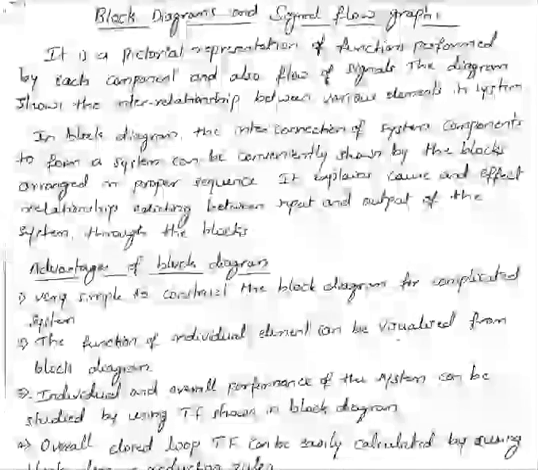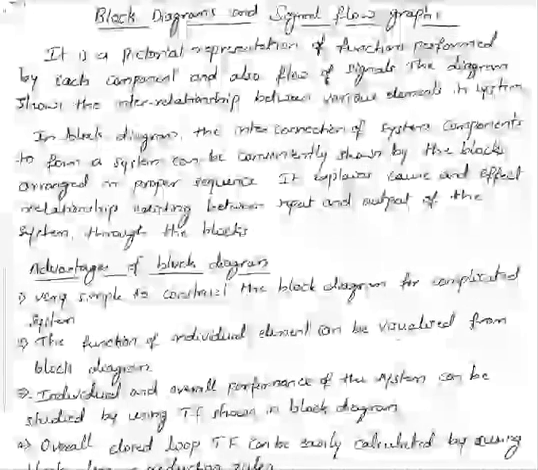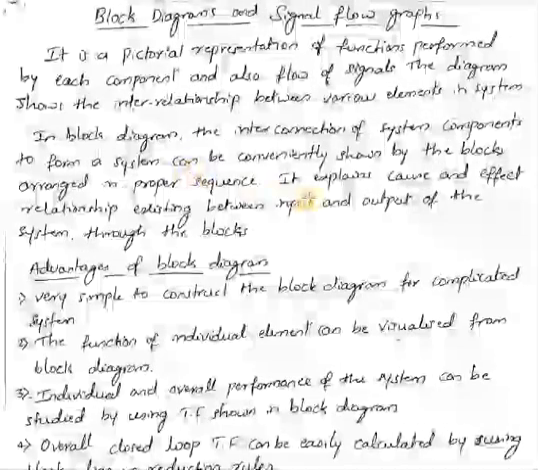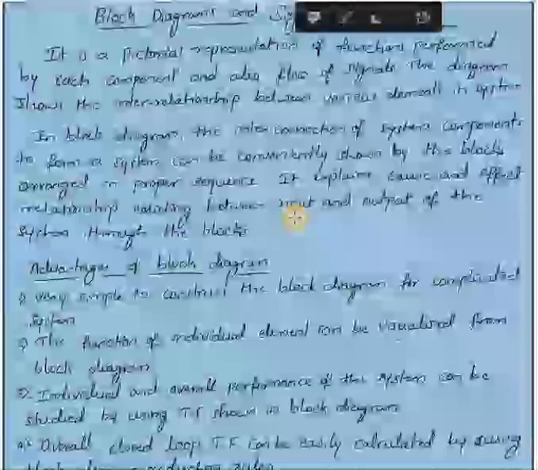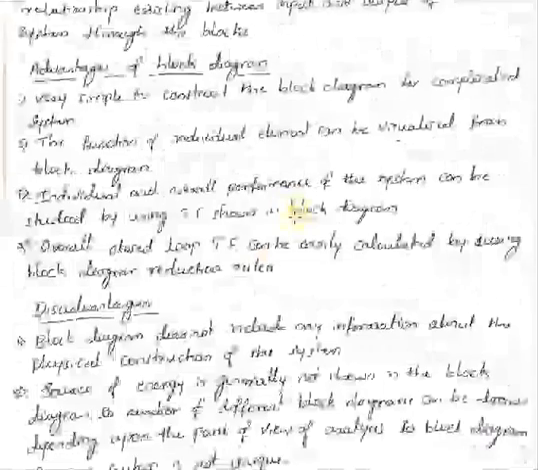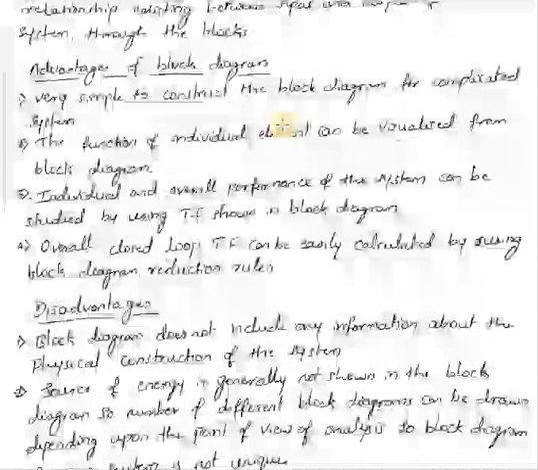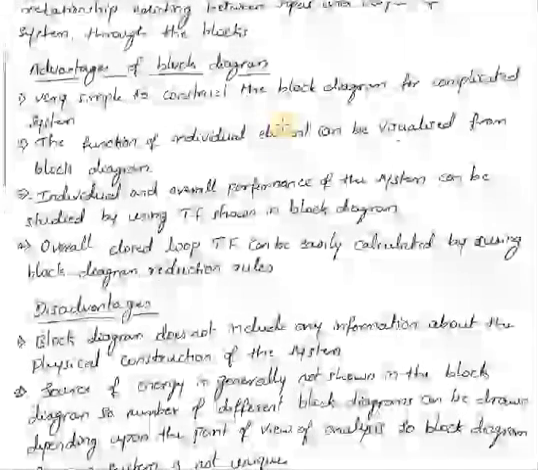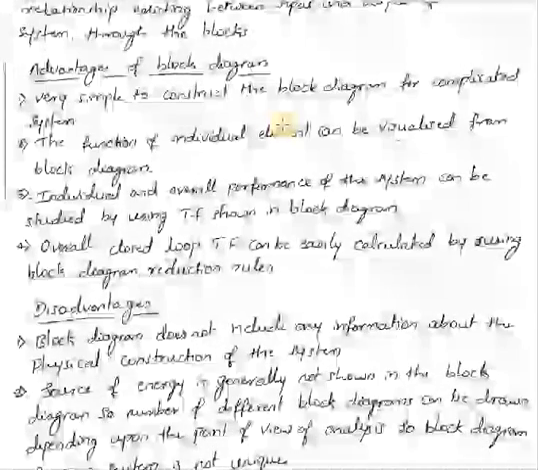In a block diagram, the interconnection of system components to form a system can be conveniently shown by blocks arranged in a proper sequence. It explains the cause and effect relationship existing between input and output of the system through the blocks. These are some of the advantages of the block diagram. It is very simple to construct the block diagram even though the system is complicated, and the function of each individual element can be visualized from the block diagram. As I explained earlier, you can analyze or visualize the function of each and every element in the system.